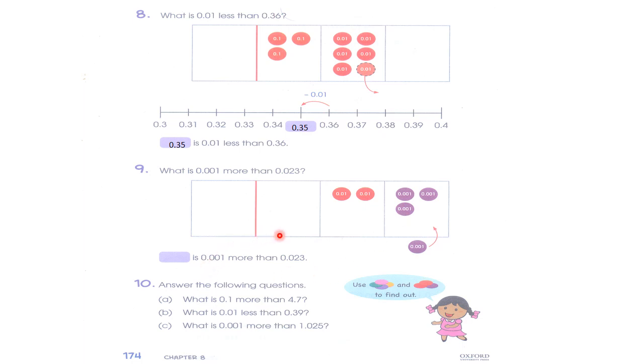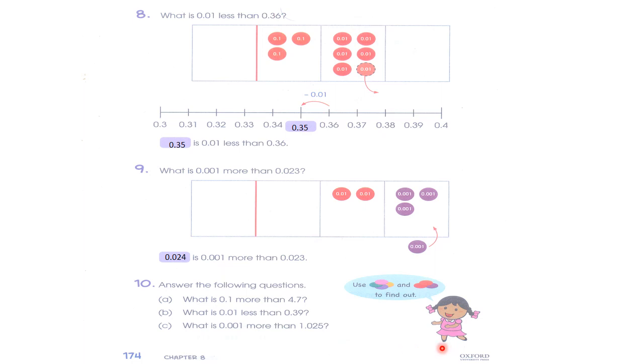What is 0.001 more than 0.0023? These are ones, tenths, hundredths, and thousandths, right? First of all, we'll write this 0.001. 0, again 0, this is 2 hundredths, and then this is 0.001 three times. We have to add 0.001 in this, right? It will become 0.024, and we can say 0.024 is 0.001 more than 0.023.